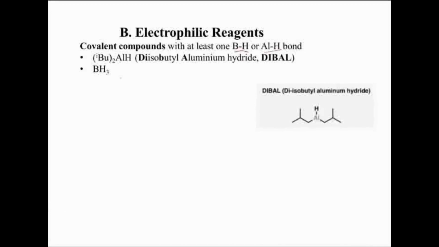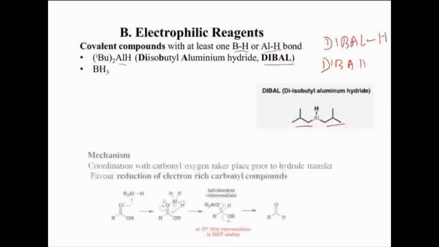The first one is where, in aluminium, 2 hydrogens are replaced by isobutyl groups. So this is diisobutyl aluminum hydride. It is abbreviated as DIBAL. Sometimes it is abbreviated as DIBAL-H. And borane, BH3, is also used.